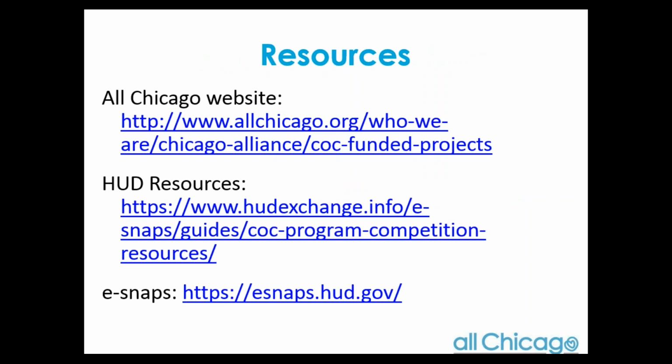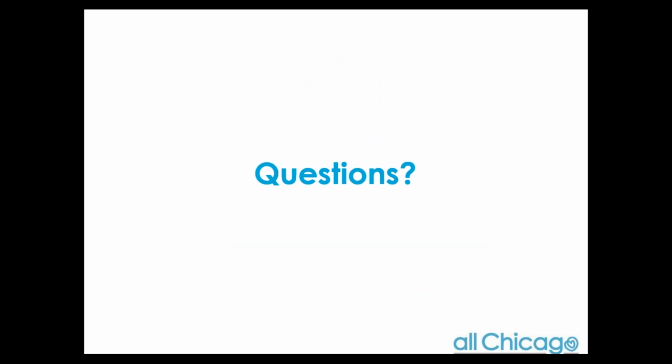Just to cover some of those resources again, you'll have the All Chicago website, which will update with all of those links and the access to the Survey Gizmo site as well. Then you can access HUD resources through that link there if that's easier for you as well. And then finally, that's the link to access eSnaps. So let's see if there's any questions.